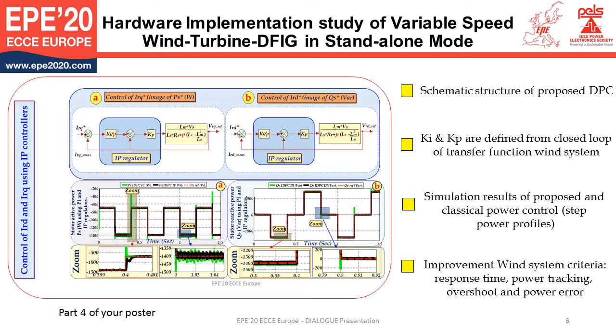So in part number 4 of this poster, we can show the closed loop of the wind system transfer function. We defined the Ki and the Kp, and we will make a comparative simulation study between the proposed and classical one. We can say that the wind system with the proposed control is improved compared to the classical one, especially in the response time, power tracking, overshoot, and power error. We can show the simulation results. In the bottom side we have the zoom.